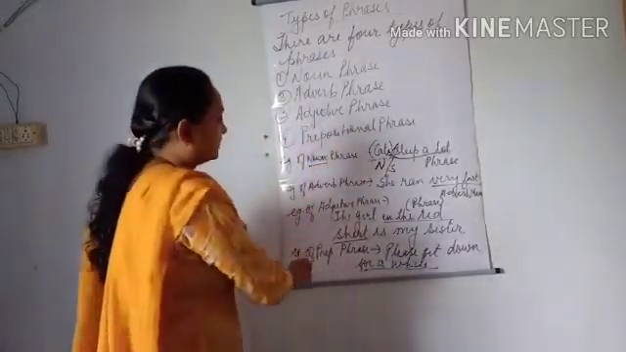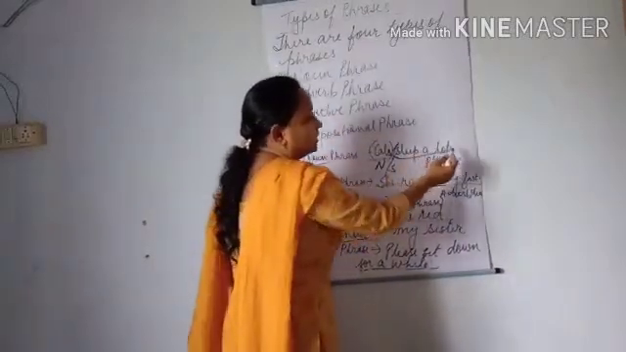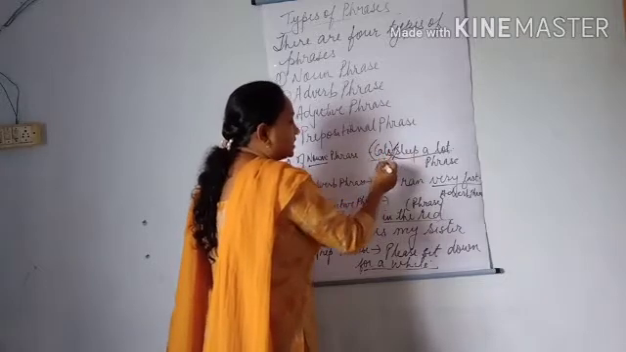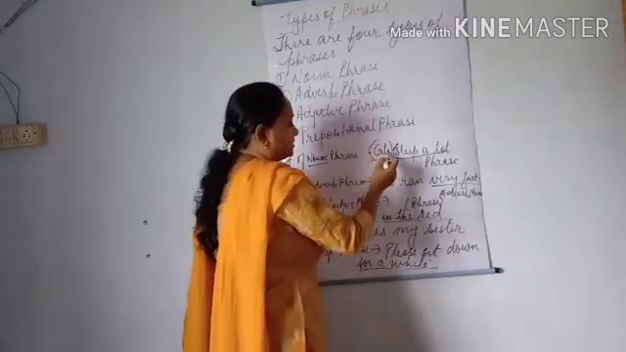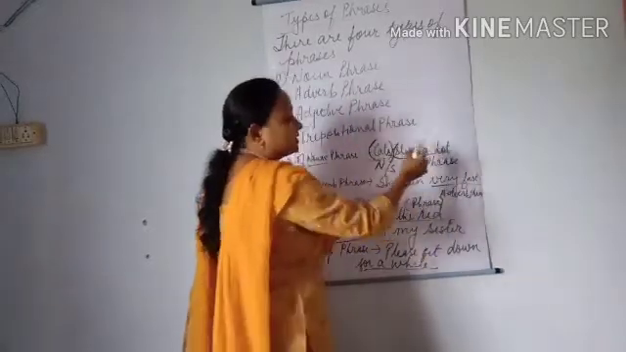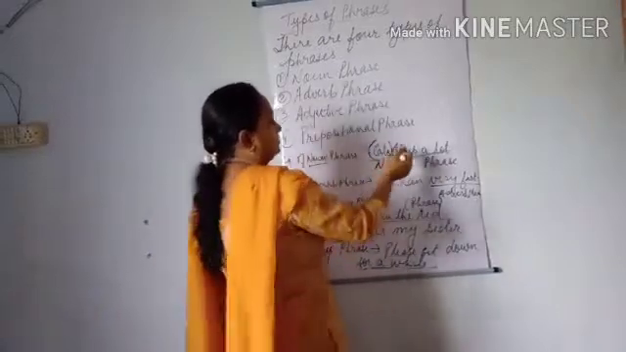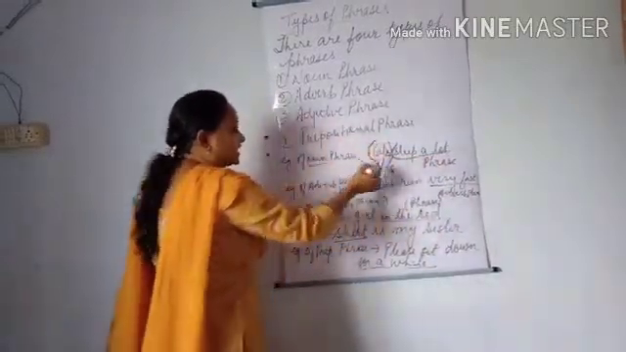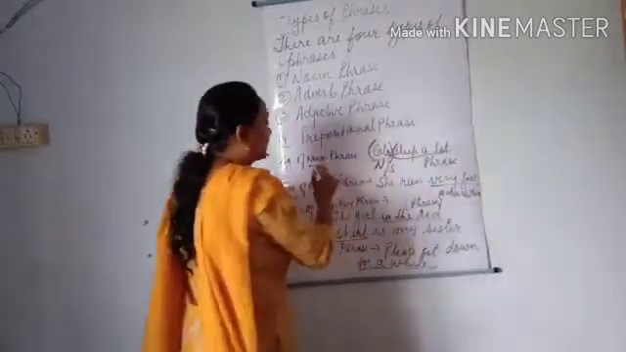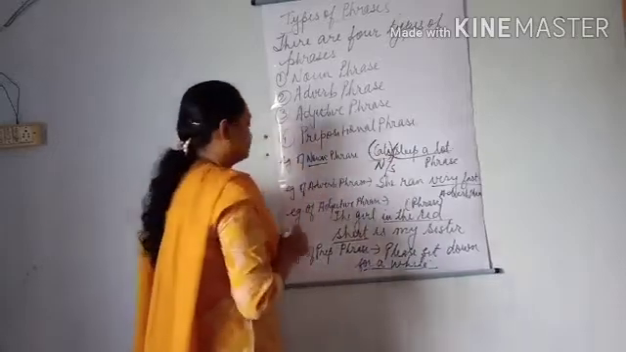Now see the example of noun phrase. Cats sleep a lot. In this sentence we are talking about the cat, and that is the subject. Sleep a lot is the phrase, and cat is the noun. So this becomes the noun phrase because we are talking about the cat.